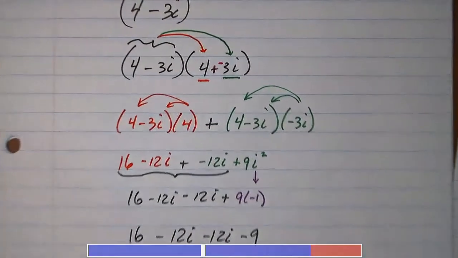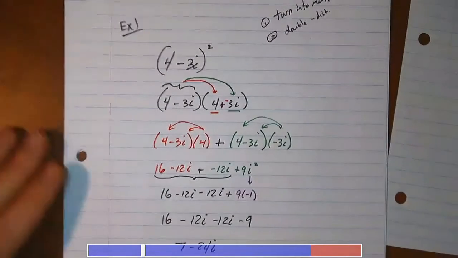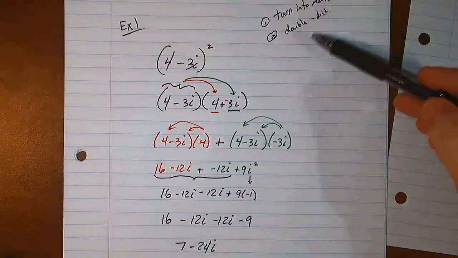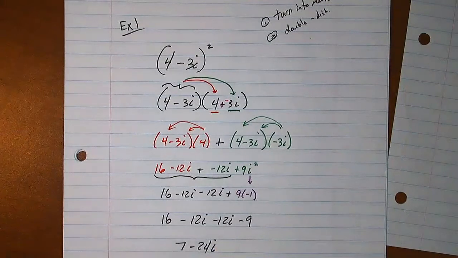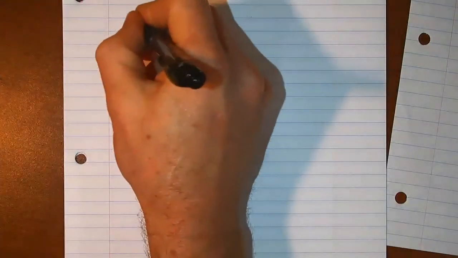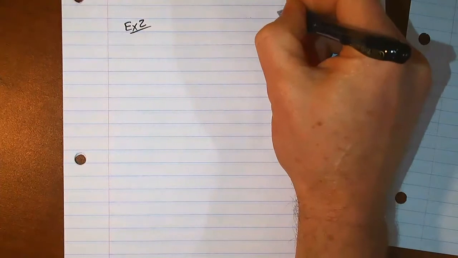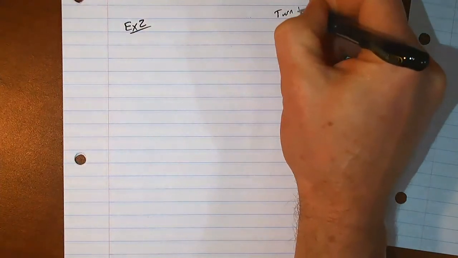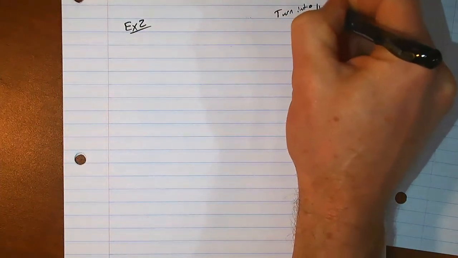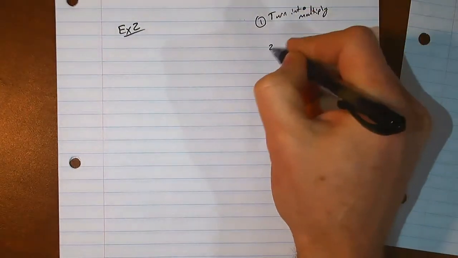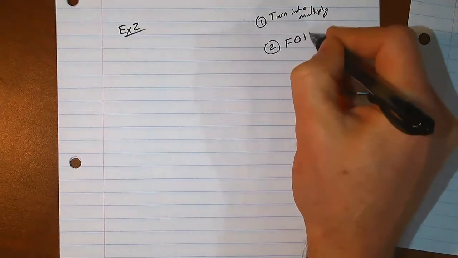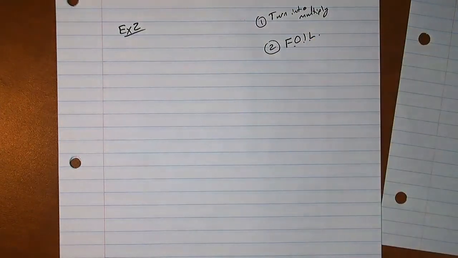So this is a second example. Whoops, sorry. This is a second example using the full double distribution method. All right. Now, in this next example, what we're going to do is, again, turn it into multiply. That's the first thing we're going to do, just like we did before. But then to multiply for this one, I'm going to use FOIL. So for those of you who like to use FOIL, I'm going to use FOIL on this one instead.